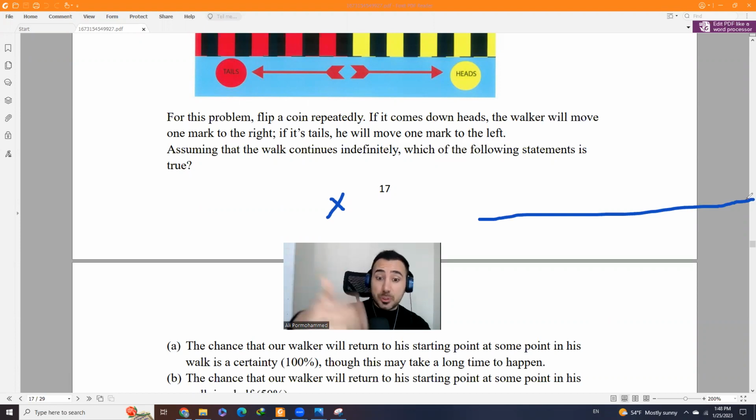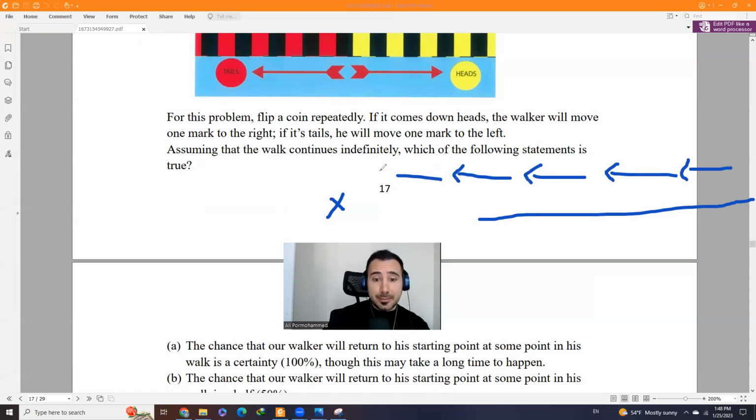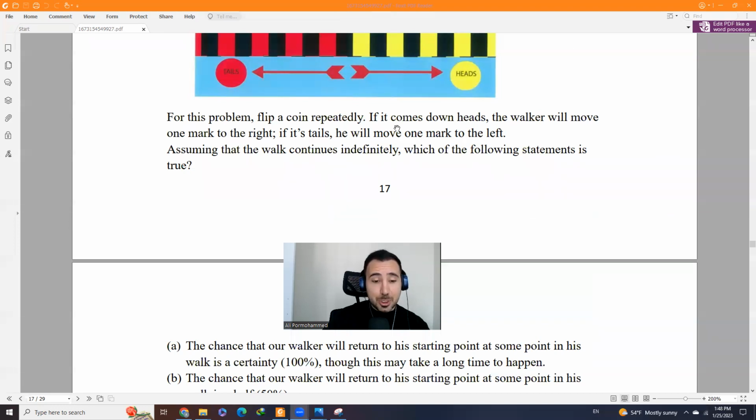Well, is it possible to go back? Because we still have a lot of time, right? So will it be possible that after 10,000 million times, we eventually will have more lefts, and then we will go back to the beginning, right? Because we have indefinite time. And I want to show you something interesting that I want you to read.